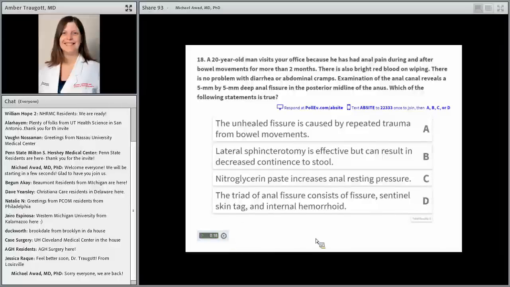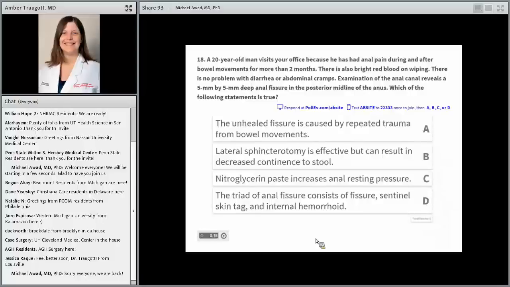Number 18, a 20-year-old man visits your office because he has had anal pain during and after bowel movements for more than 2 months. There's also bright red blood on wiping. There is no problem with diarrhea or abdominal cramps. Examination of the anal canal reveals a 5 by 5 millimeter deep anal fissure in the posterior midline of the anus. Which of the following is true?